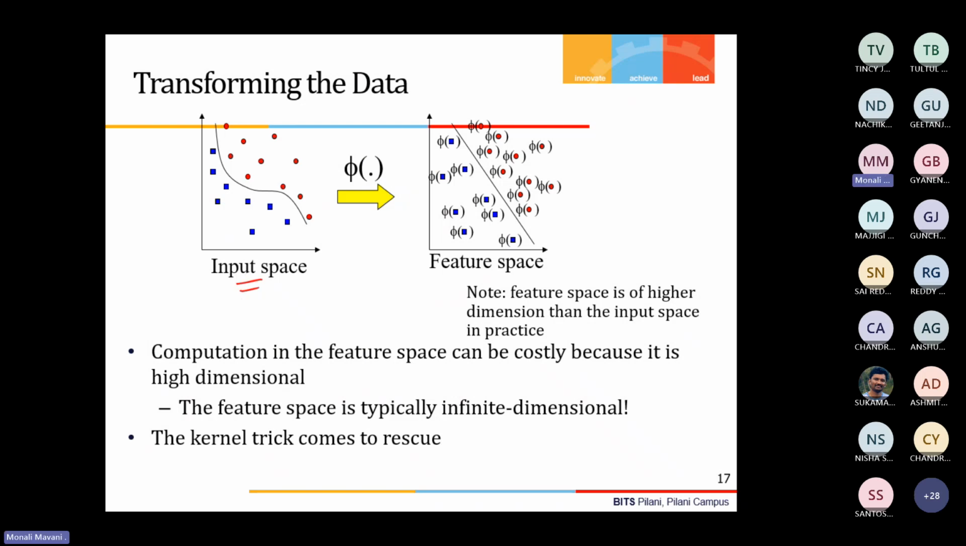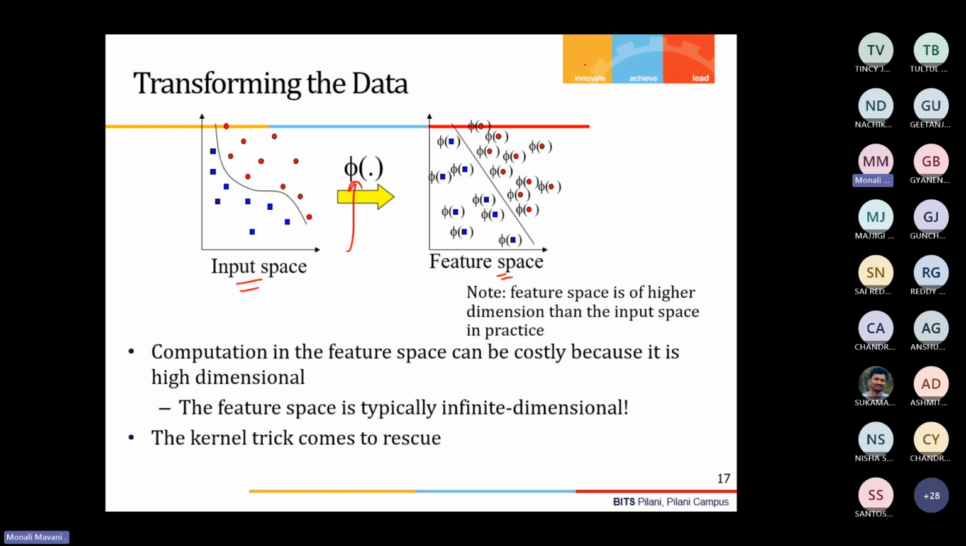Okay, so we have the input space. We perform some kind of nonlinear transformation and go to the higher dimensional feature space where we get the linear decision boundary. Now this higher dimension is actually a very, very high dimension, and each individual feature has to be transformed to the new dimension.